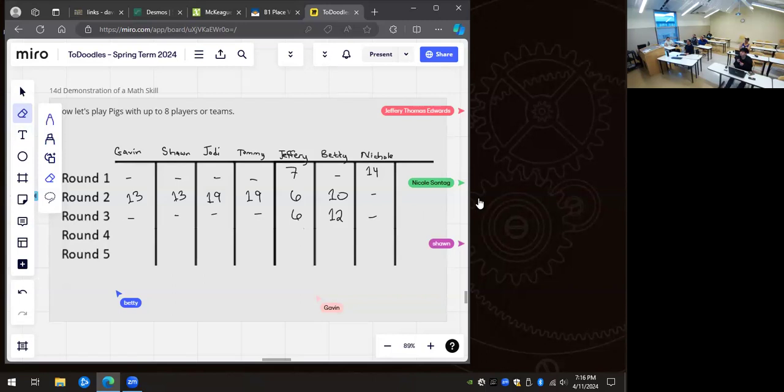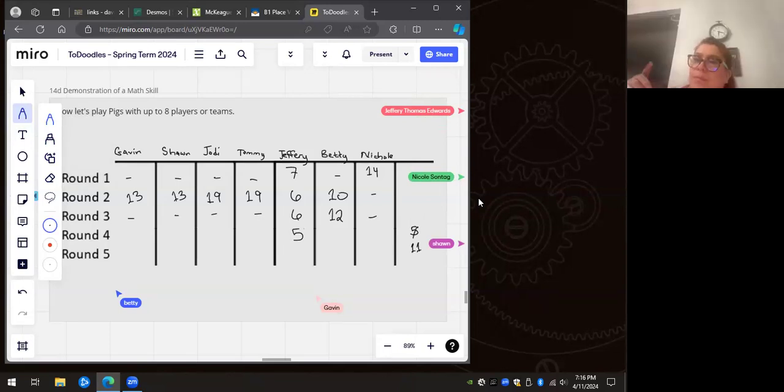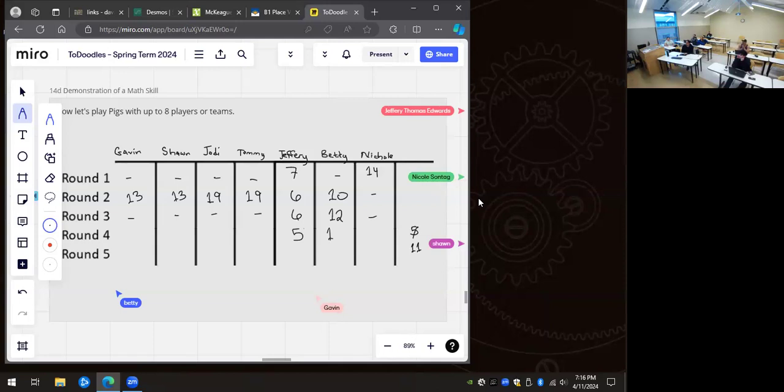Okay, round 4, what do we start with? 5. 5, okay, anyone want to stop with only 5? Yeah, I'll stay at 5. Okay, roll for everyone else. 6. 6, 11, that's a nicer number. Okay, Betty's gonna stay at 11. And Gavin's gonna stay at 11.